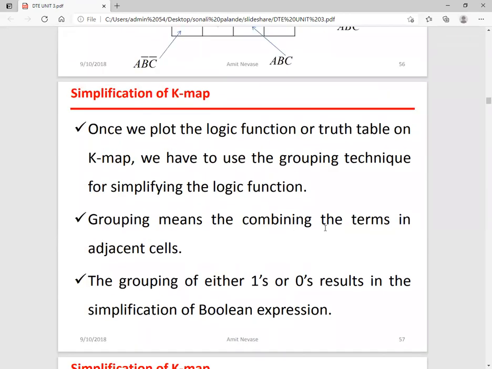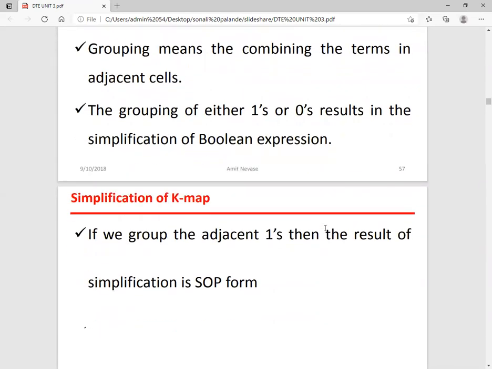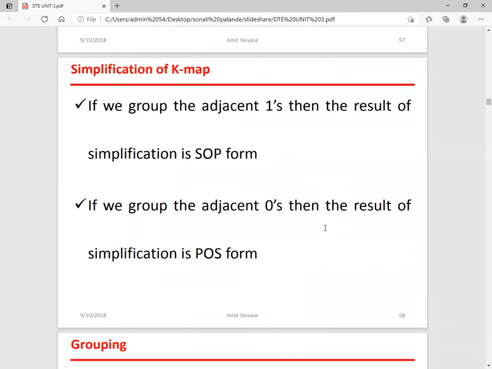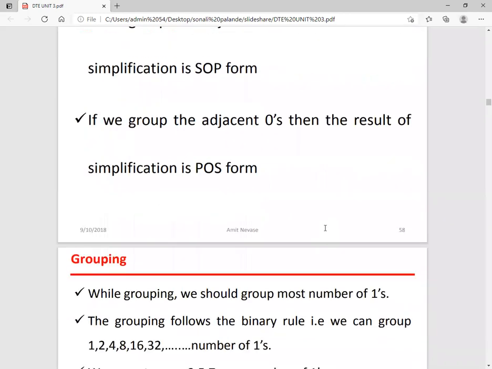Then we have discussed simplification of K-map. Once we plot the logic function or truth table on the K-map, we have to use the grouping technique for simplifying the logic function. Grouping means combining the terms in the adjacent set. The grouping of either ones or zeros results in the simplification of the Boolean expression. If we group the adjacent ones, then the result of simplification is SOP form. If we group the adjacent zeros, then the result of simplification is POS form.